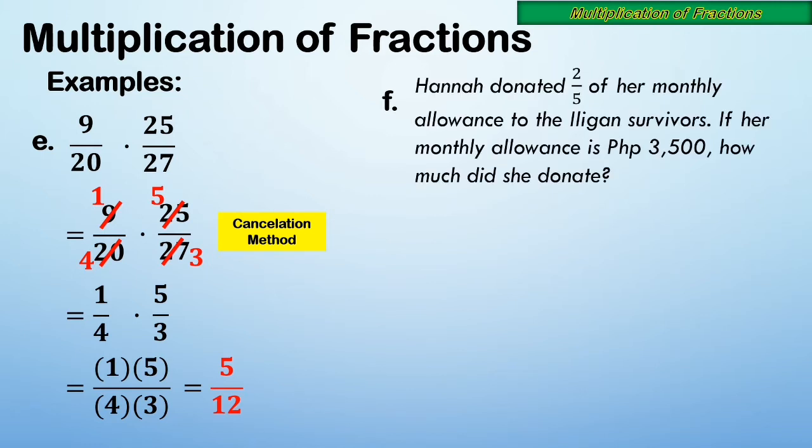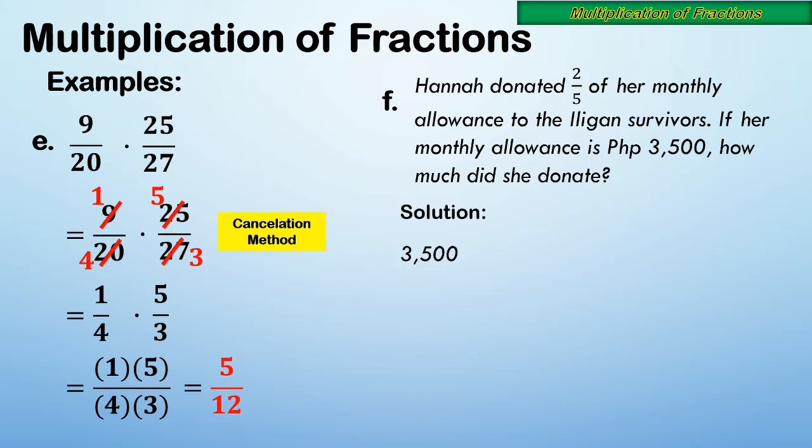An example in problem solving: Hannah donated 2/5 of her monthly allowance to the illegal survivors. If her monthly allowance is 3,500, how much did she donate? This time we will multiply.